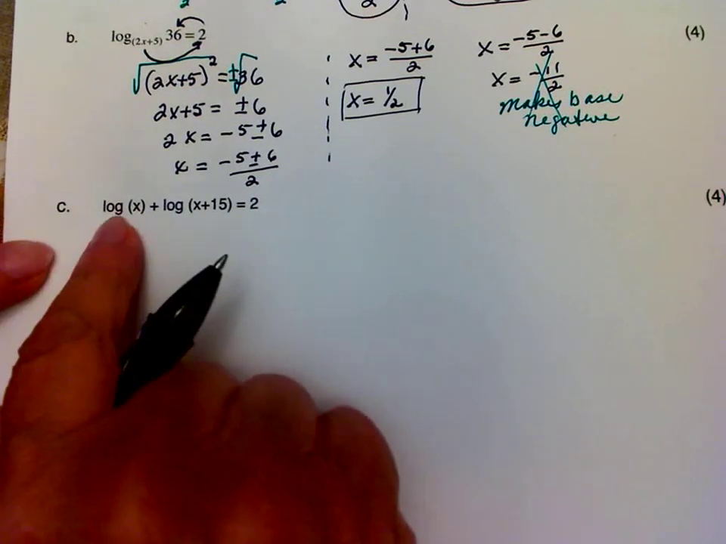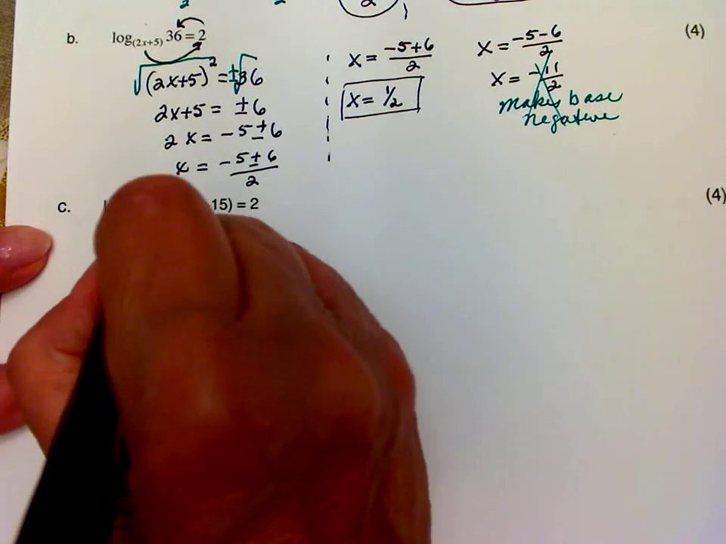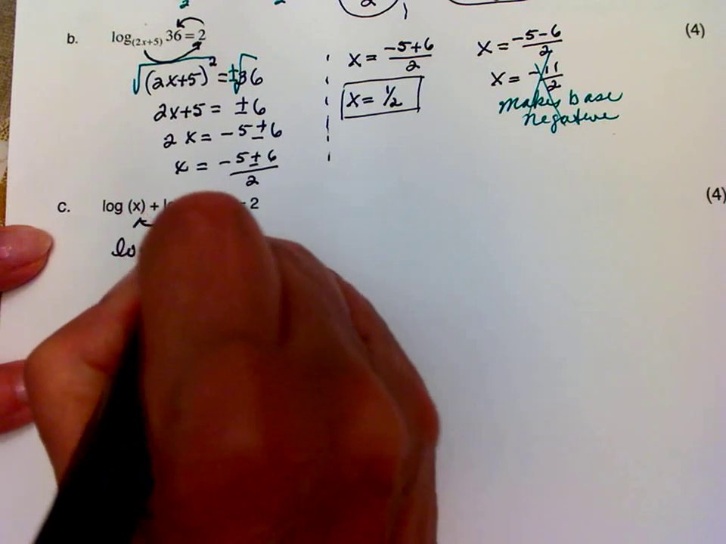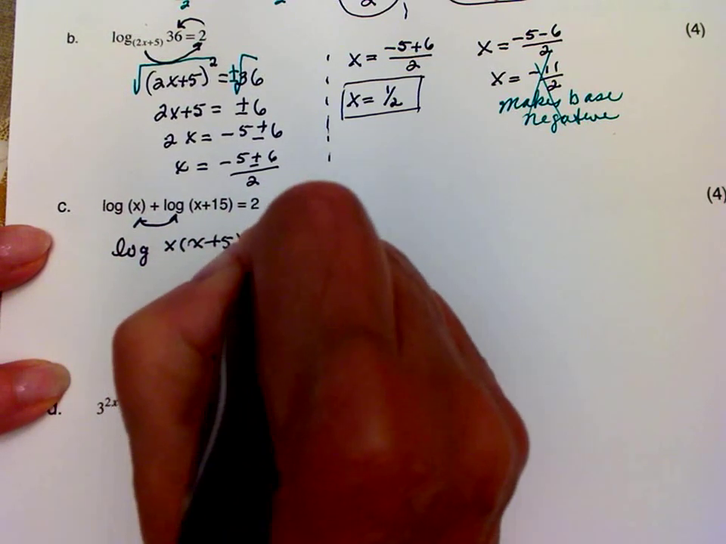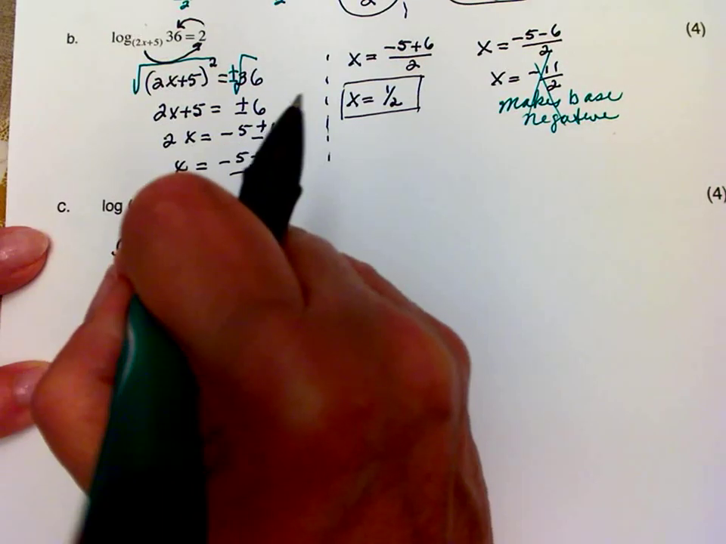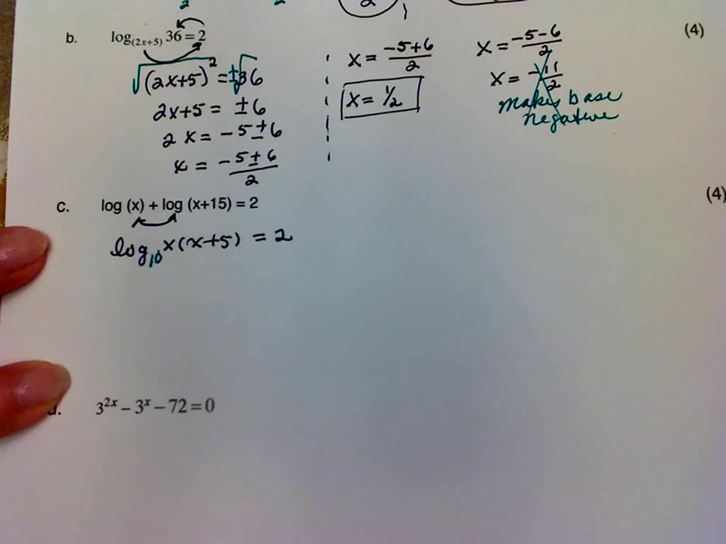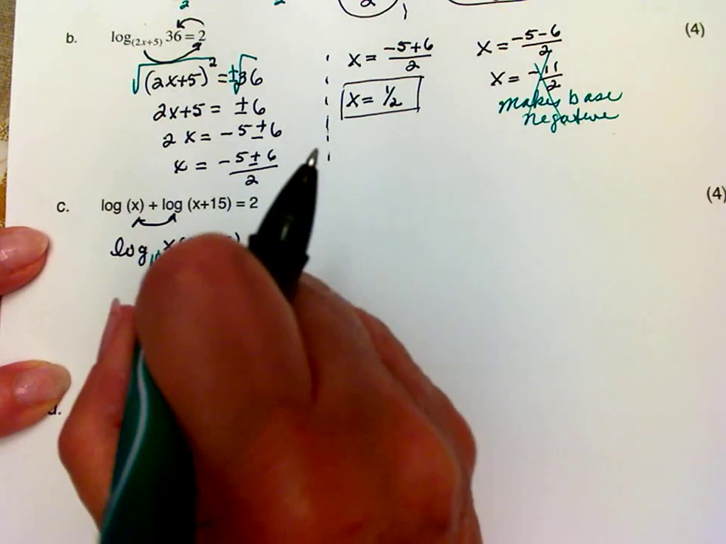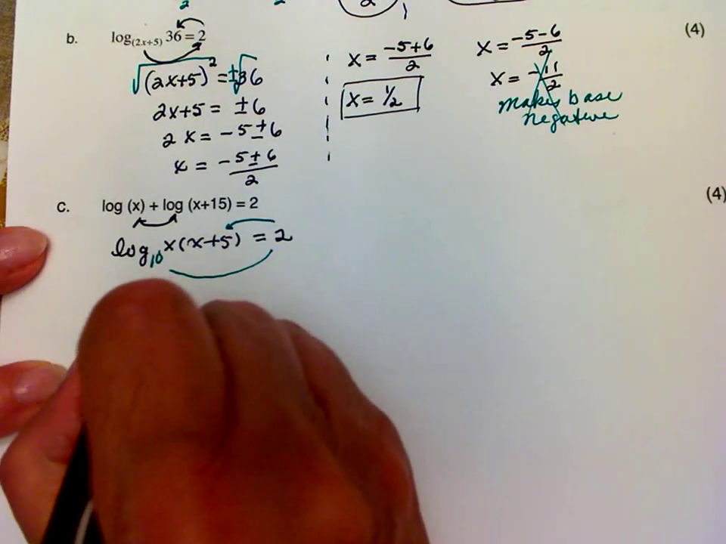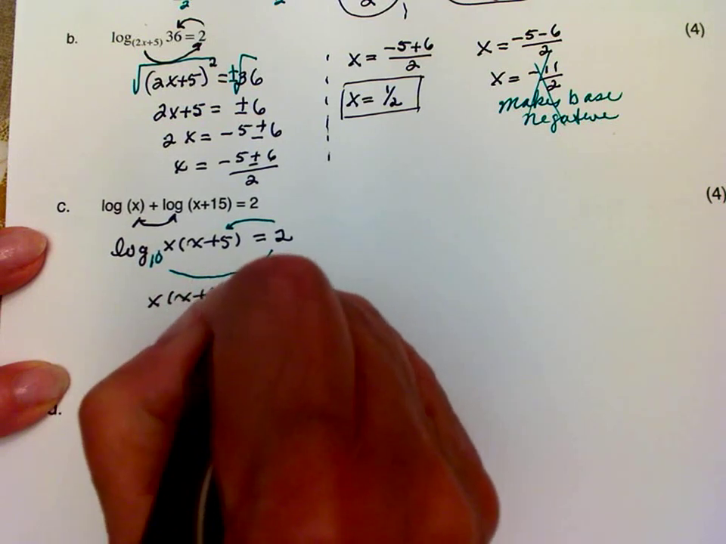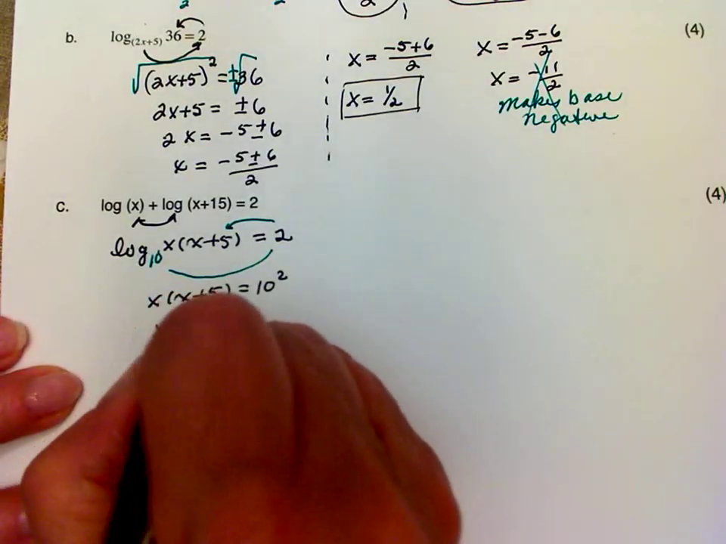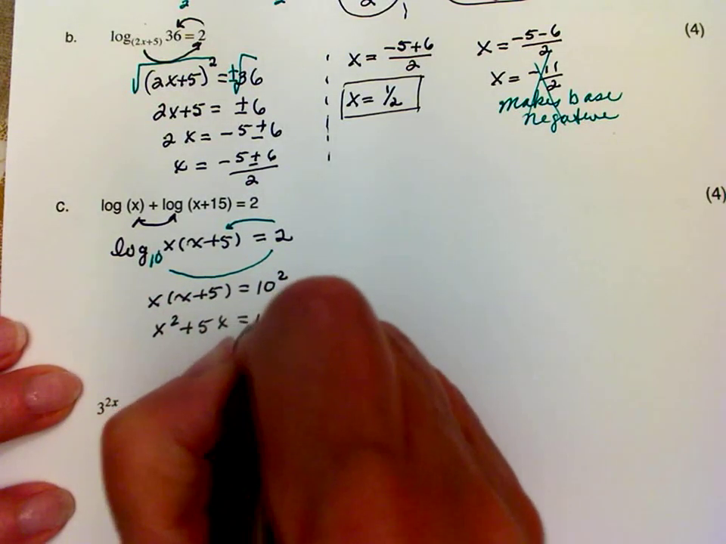In this particular instance, this is a logarithmic equation, so the first thing I do is use the properties of logs to bring these two together. So log of x times (x plus 5) equals 2. Now this log is base 10, because there's nothing there, it's base 10. So now rewrite it as 10 squared is equal to x times (x plus 5), or x squared plus 5x equals 100.